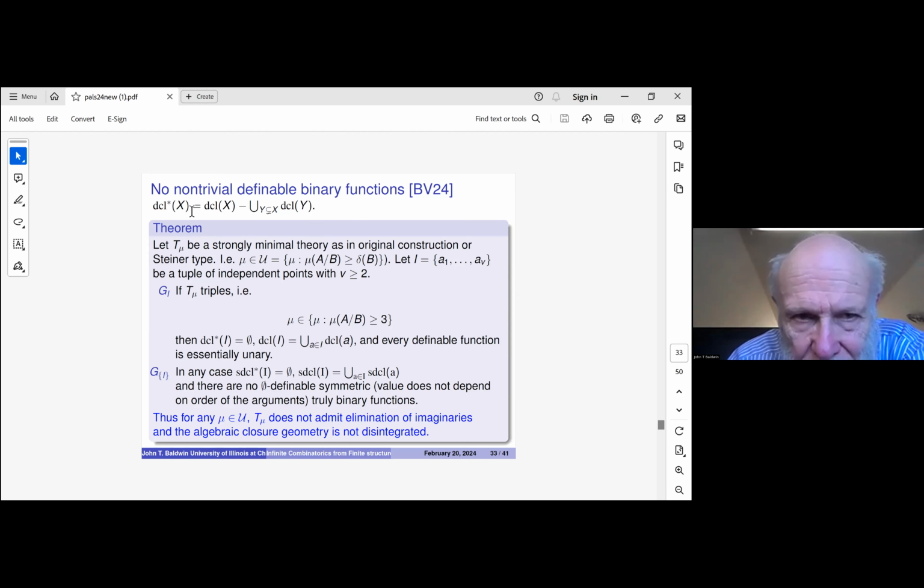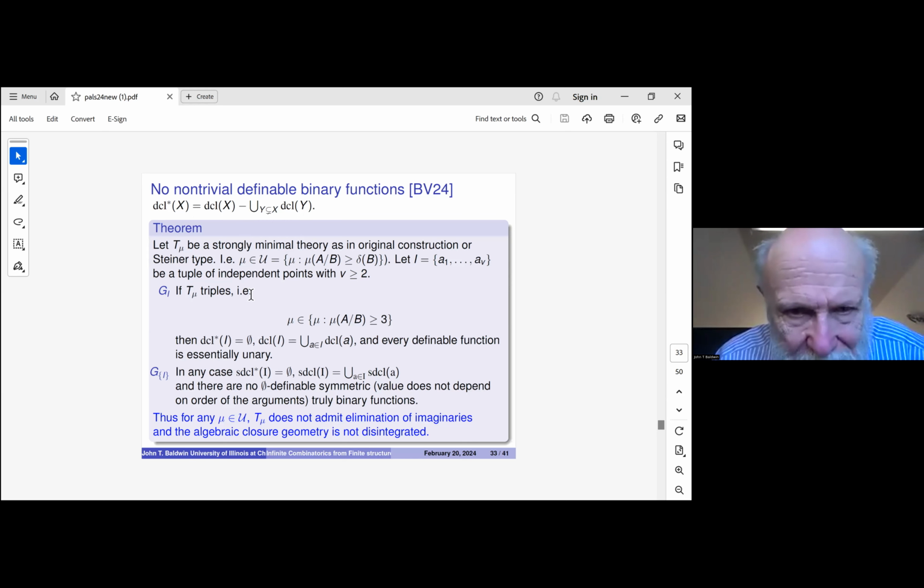I need this notion, which I call the DCL star of X. These are the things that are in the definable closure of X. That is, there is a definable function of the elements of X that gives you A. A is in the star closure if there's some function of the X elements in the language that gives you A, but it has to use all of them. It's not in the definable closure of any smaller set.